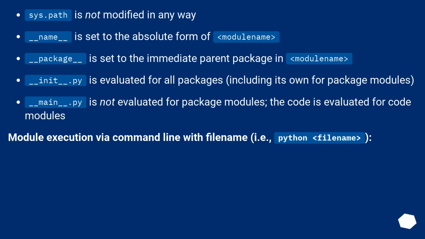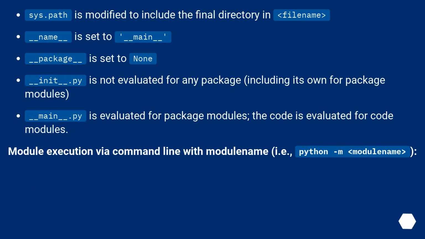Module execution via command line with file name, i.e., python file_name. sys.path is modified to include the final directory in file name. __name__ is set to __main__, __package__ is set to None. __init__.py is not evaluated for any package, including its own for package modules. __main__.py is evaluated for package modules. The code is evaluated for code modules.